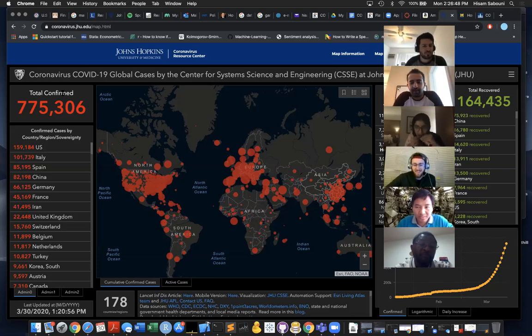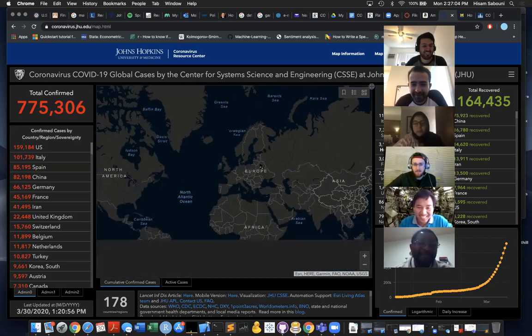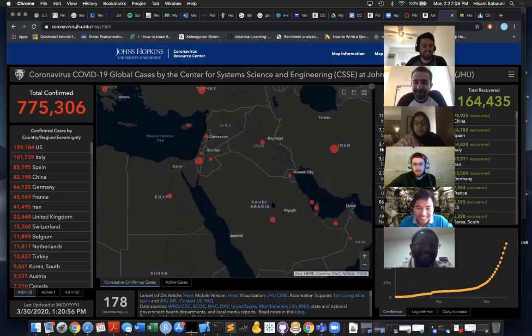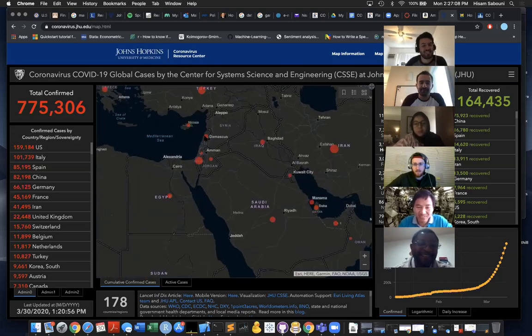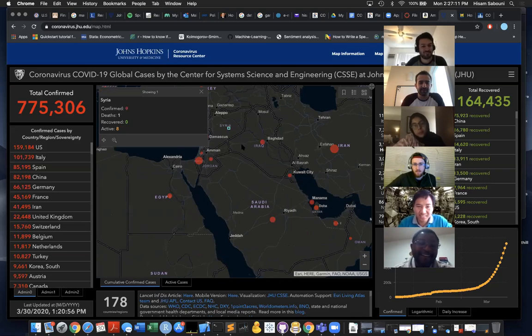Apparently Africa is doing a very, very good job at not having coronavirus. Or not testing at all. Maybe they're not testing, right? Or here's my lovely country of origin, where we have 9 confirmed cases and 8 active cases. We should learn from them, right?